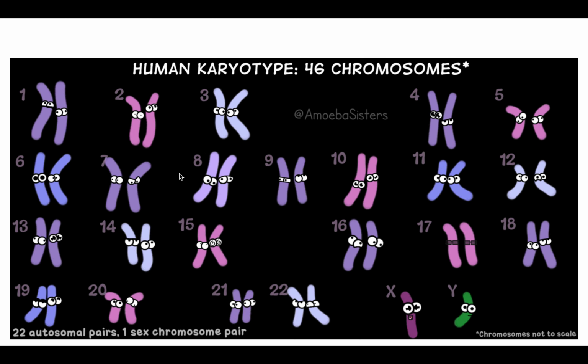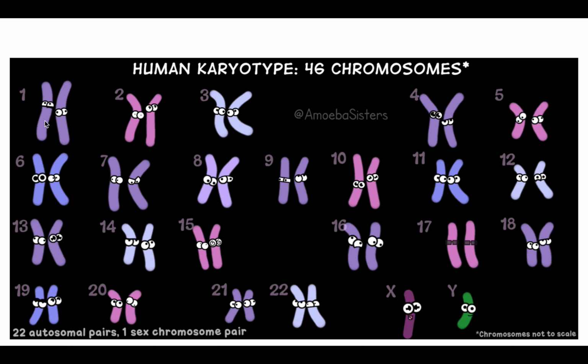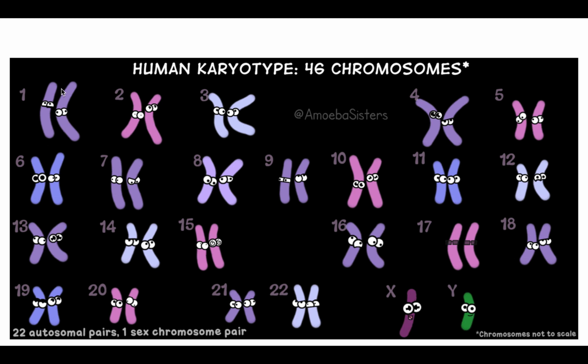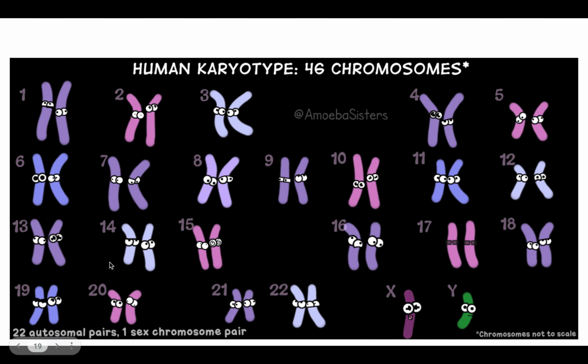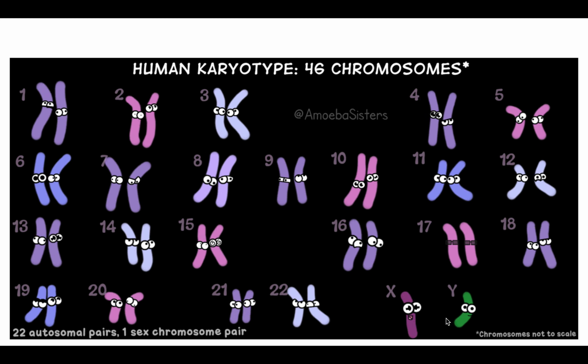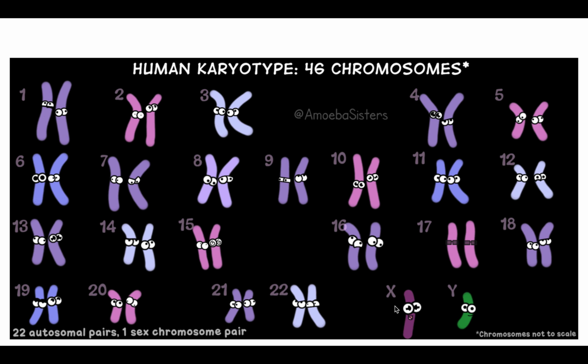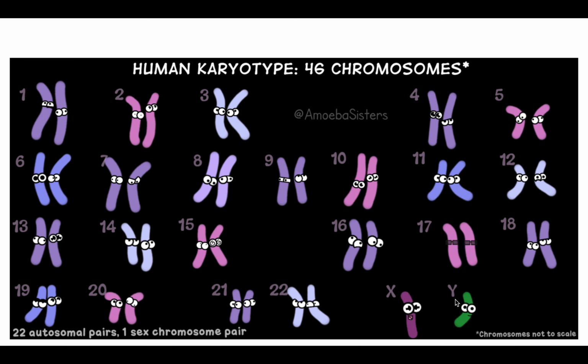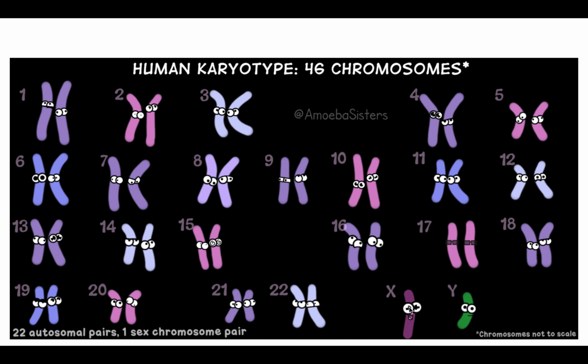So here's a little animation to show that. So we have got 22 pairs that look like this. Some of them are different lengths. They all contain different genes. And then down the bottom here, we've got our X and Y chromosomes. So this person would be a male because they've got an X and a Y. If there was 2 X's, they would be a female.